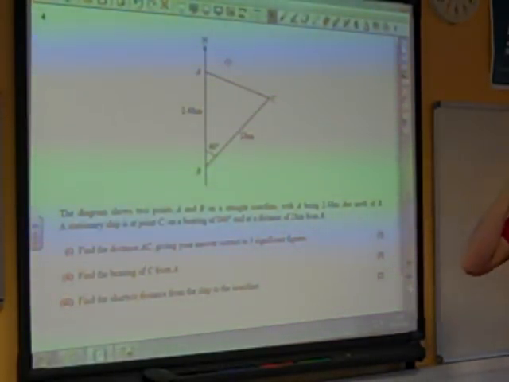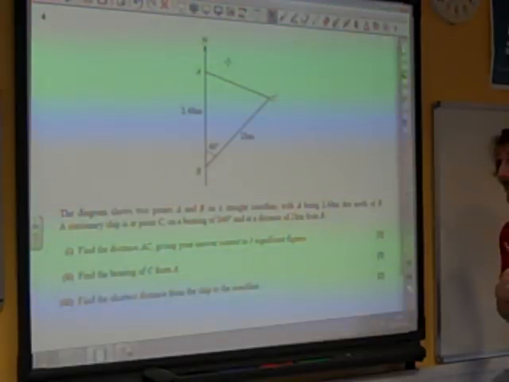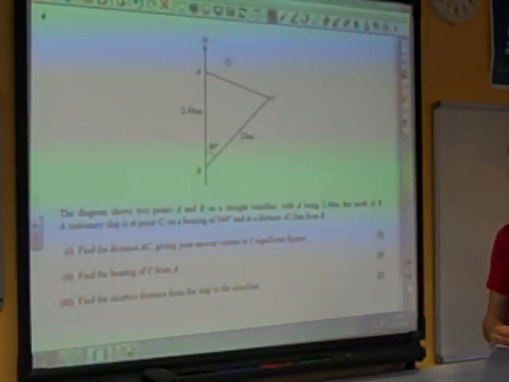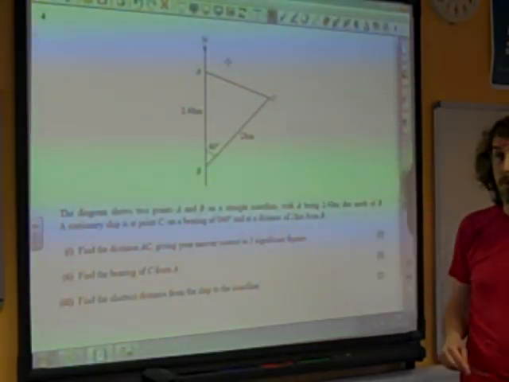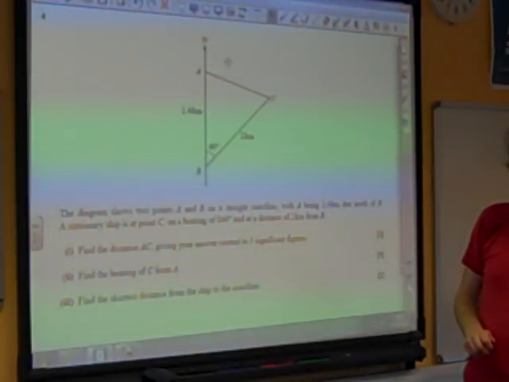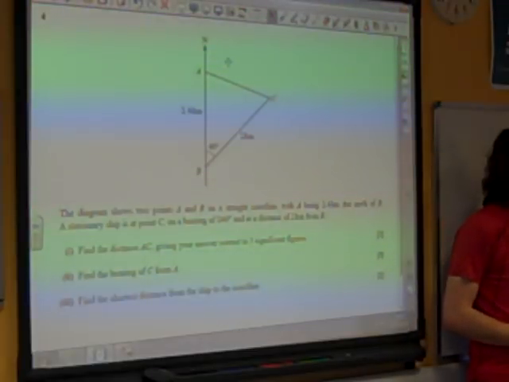We've now got: the diagram shows 2 points A and B on a straight coastline, with A being 2.4 kilometres due north of B. A stationary ship is at point C on a bearing of 40 degrees and at a distance of 2 kilometres from B. And we've got that marked on the diagram. Find the distance AC, giving your answer correct to 3 significant figures.